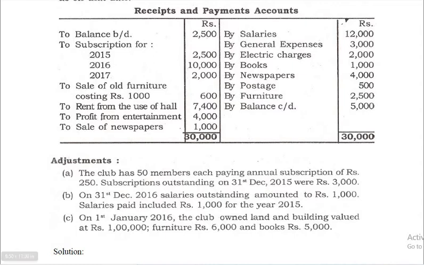Yes. Then salaries outstanding on 31st December are 1,000. So 12,000 add 1,000, that will be 13,000. Then salaries paid included 1,000 for the year 2015. That means what you have paid, 12,000, includes 1,000 relating to last year. So from 12,000 deduct 1,000 and add 1,000, ultimately the balance remains the same. The outstanding at the beginning, that is last year's outstanding, will come to the opening balance sheet, and this will come to the closing balance sheet, both on the liability side.